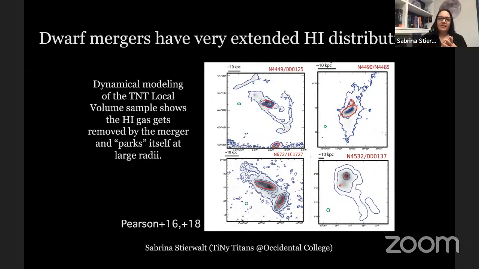So what it looks like is that dwarf galaxy mergers are very, very good at spewing the gas outwards so that it sits in these big reservoirs and then slowly feeds back in over time. But it lasts for a very long time in these large reservoirs. So she uses the term that it parks itself out there and then slowly feeds the merger continuously over time.